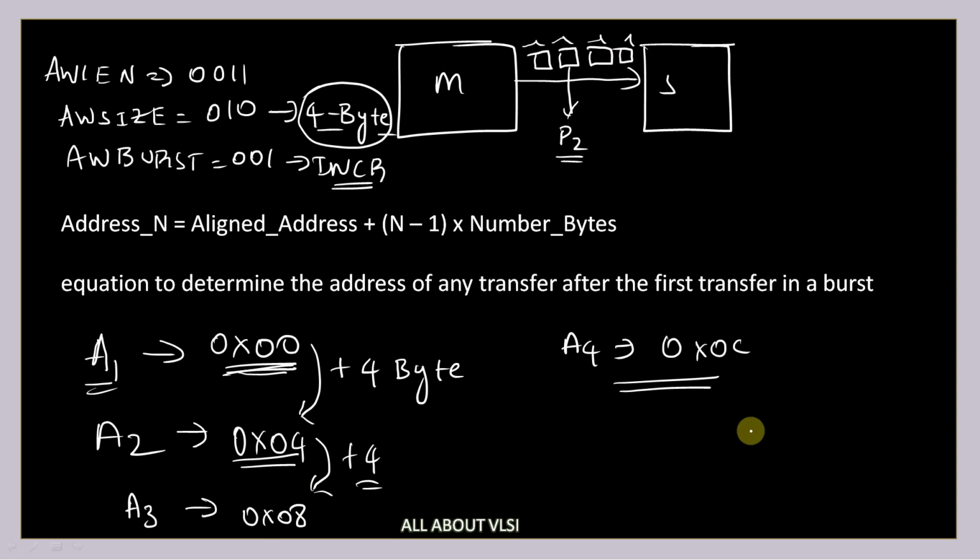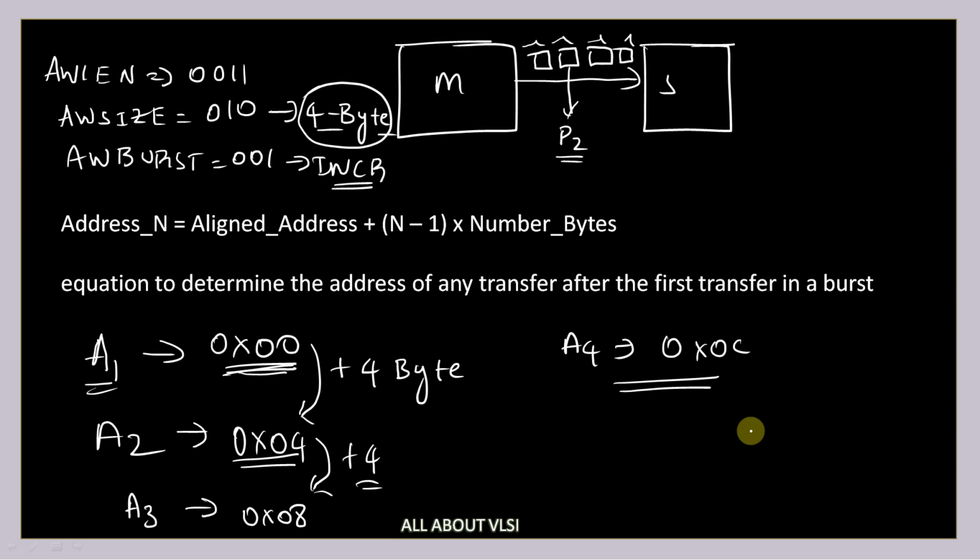As I have told you, you should always associate an address with a packet. You cannot send a packet as it is. You must always associate an address with a packet in the case of a burst operation, or even in the normal case, whenever you are sending a single packet, you must always associate a particular address with that packet. So that's all about this particular video.